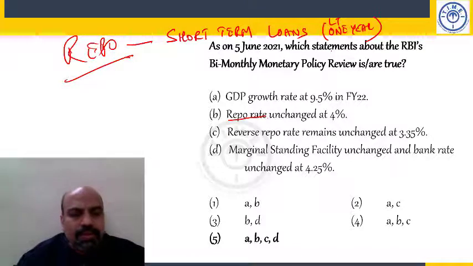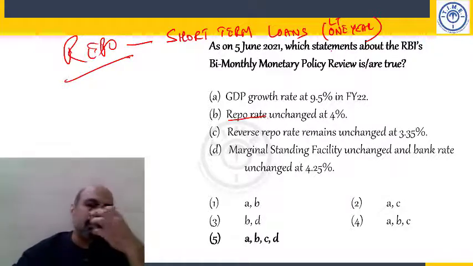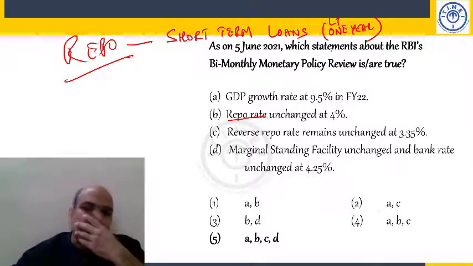While the maximum is 1% of net demand and time liabilities. Net demand and time liabilities.